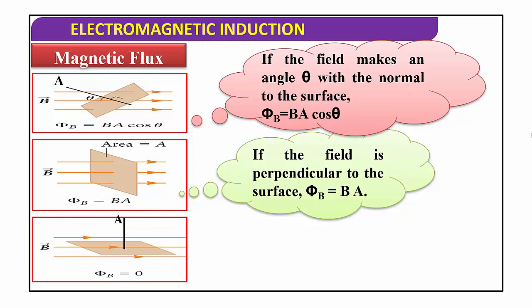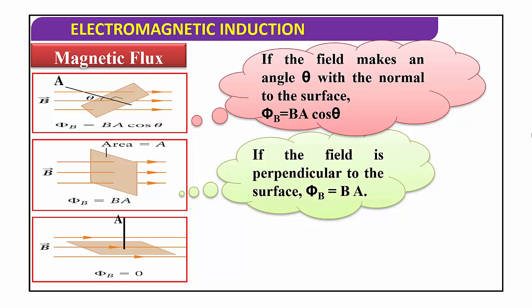Then now you can observe one more picture. Observe this diagram. Here magnetic field lines are passing through the surface parallelly. Magnetic field lines and the surface both are parallel to each other. Now tell me what is the value of theta.